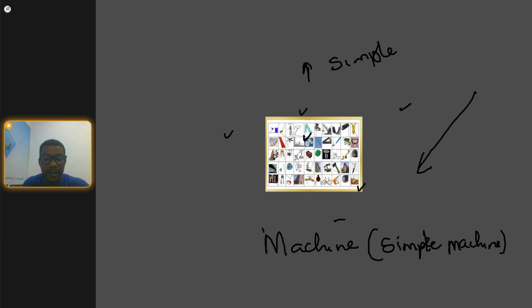Now, all of these images we have here, imagine that we don't have all those things. How do we intend to do most of our work? Of course, most of that work is going to be very hard for us to do. So these devices, this equipment has made work so much easier for us. And that is why we call them machines. A machine is any device, any equipment, any instrument that makes work faster and easier. So today we are looking at the topic machine.